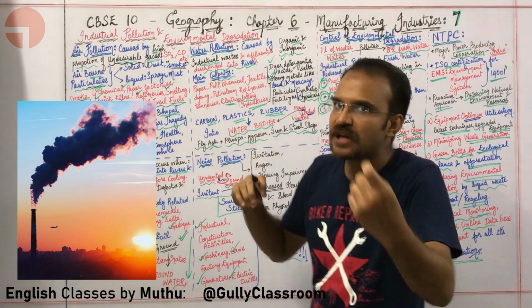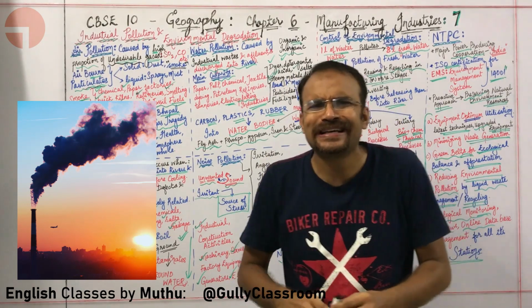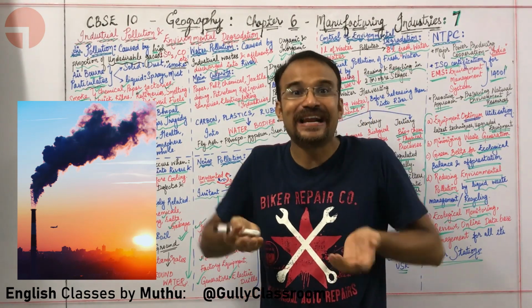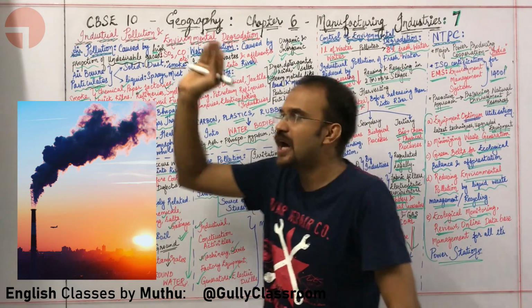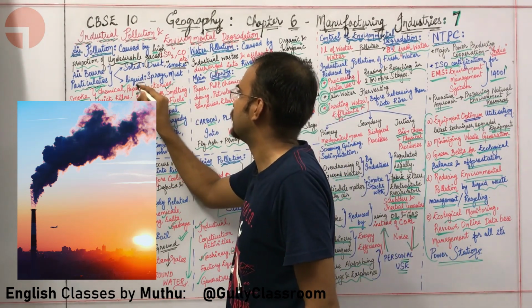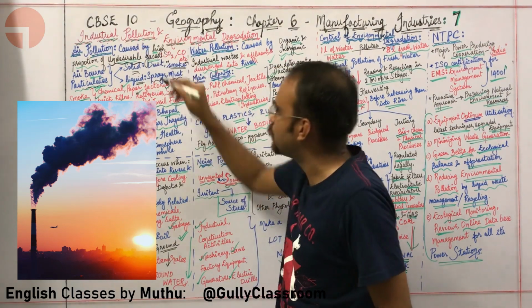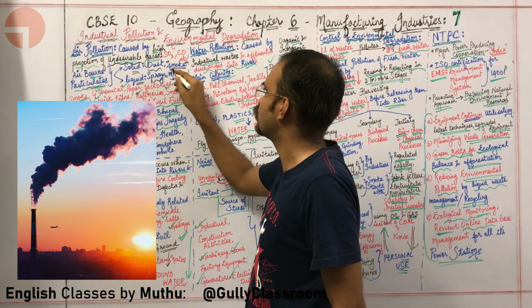There are 2 types of airborne particulates. What are airborne particulates? Particles that are lighter than air and are carried by air are called airborne particulates. The 2 types are liquid and solid. In liquid we have sprays and mist. With respect to solid we have dust and smoke.